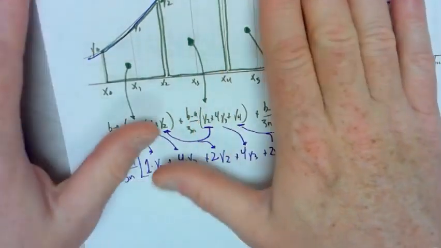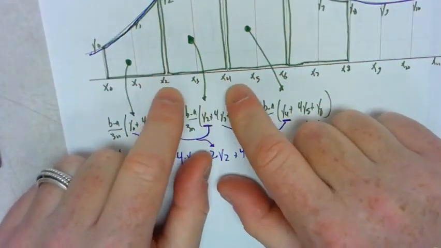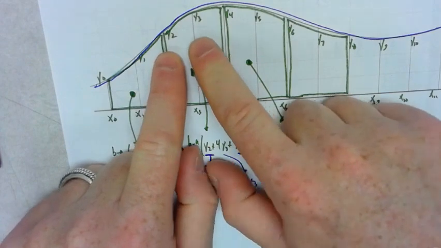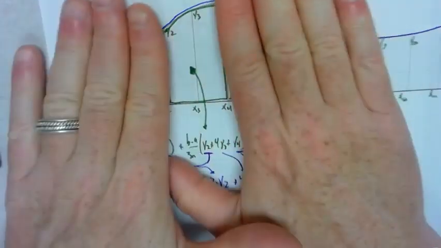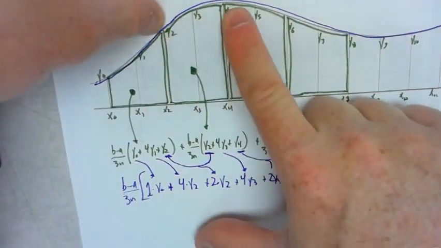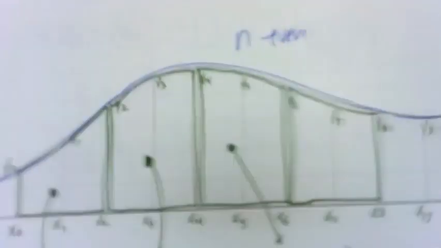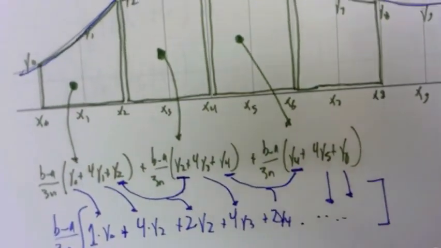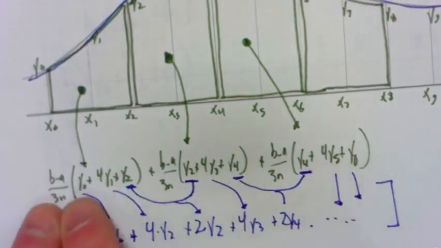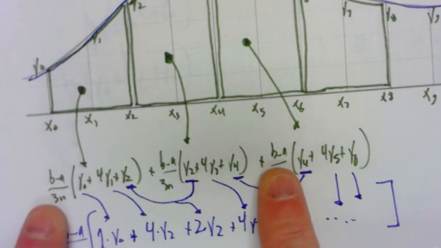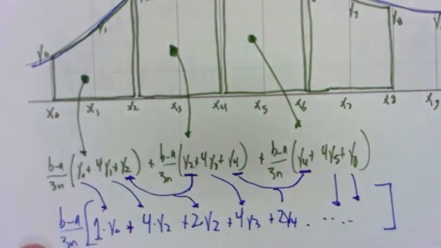Okay, now watch this. What about this one here? Well, these are different x values, so they'd have different y values. So this one here, there's y0, y1, y2, 0, 1, 2. This section here would be y2, y3, y4. And here's where the 1, 4, 2, 4, 1 comes from. All of these things would have this b minus a over 3n in common, right? And so here's the third one. We can take that out.